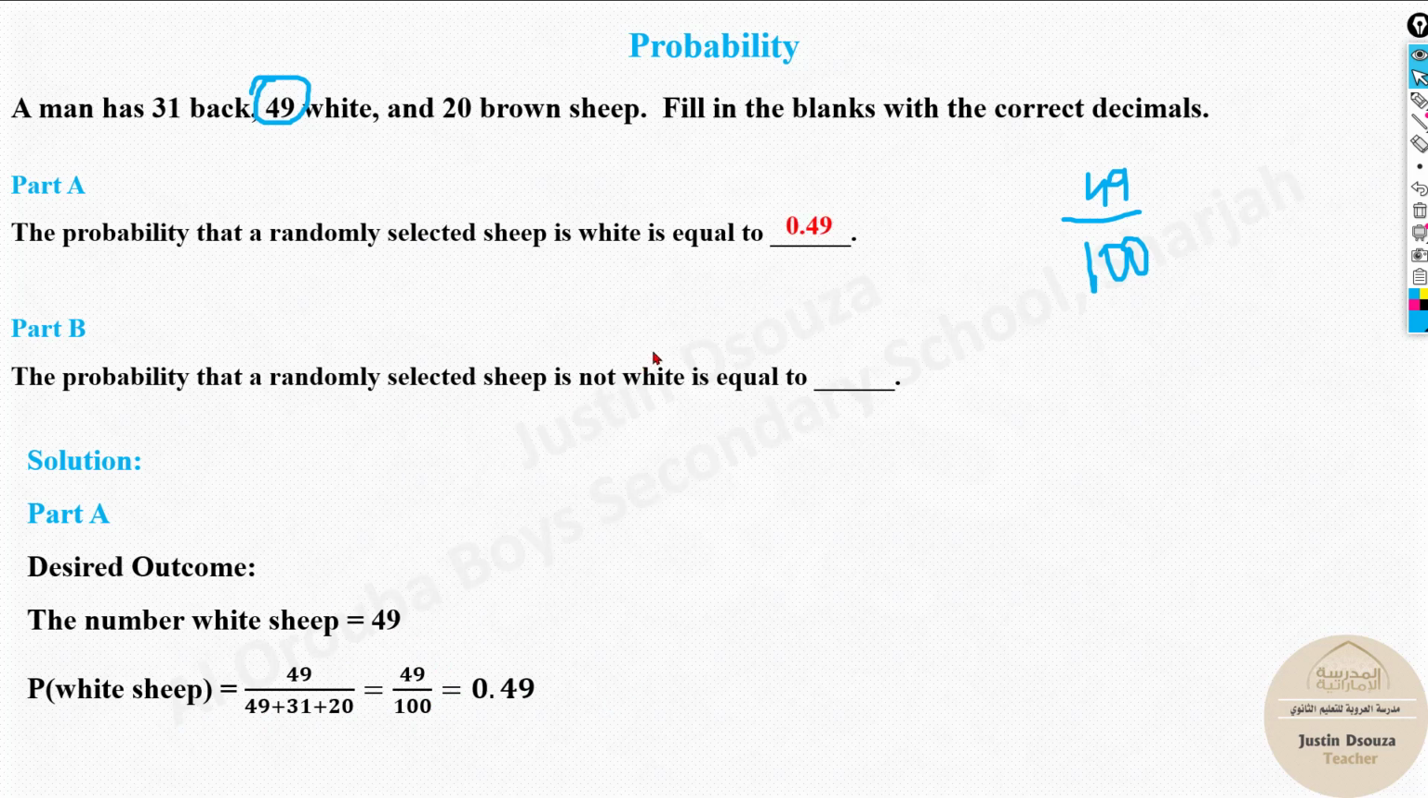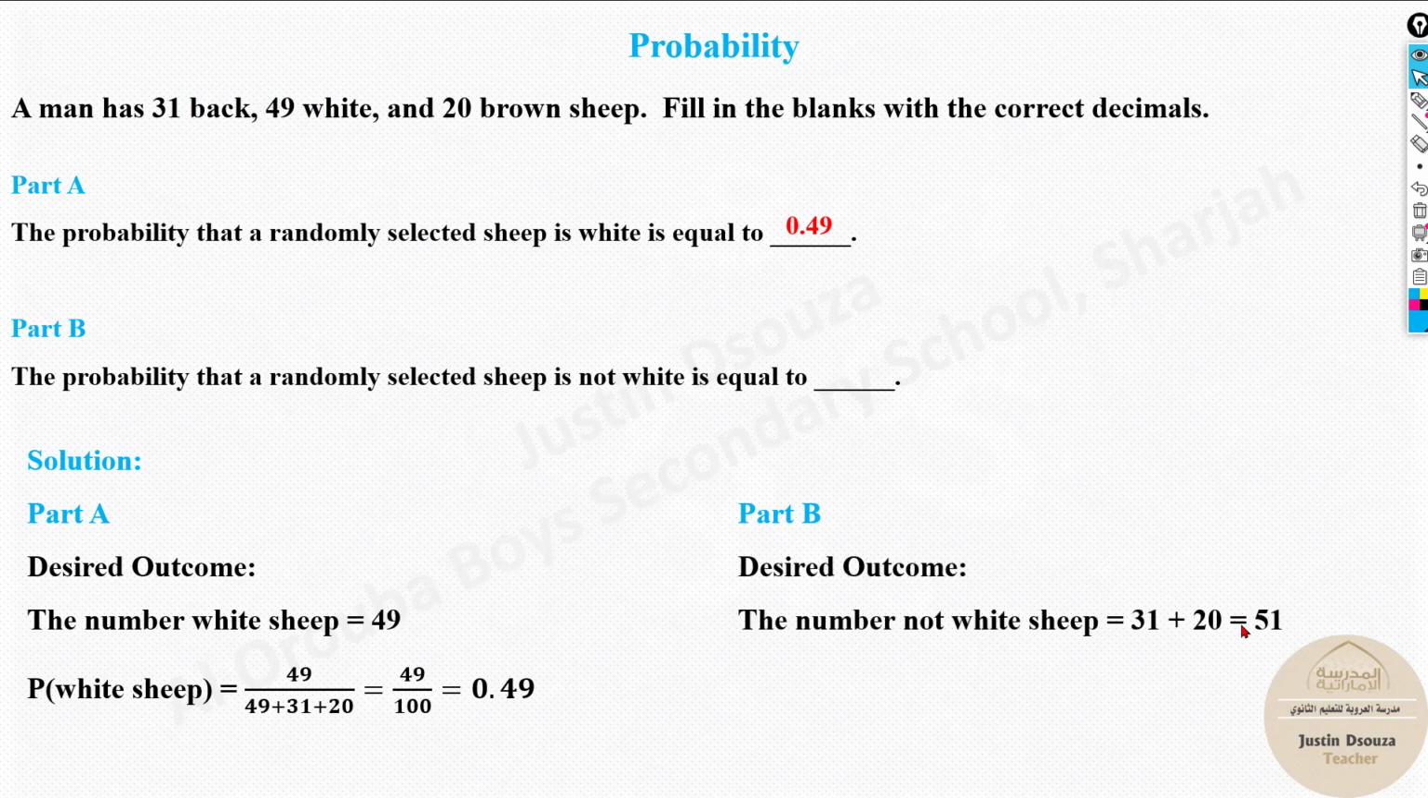Now for part B, a randomly selected sheep is not white. So it is basically other than white, 31 plus 20. So those are the not white sheep, right? So it should be the black or brown. So it is 51. Okay, again it's wrong, it should be not white. I apologize. So these are not white sheep. That is 51 divided by the total number of sheep, that's 100. So 51 by 100, that is 0.51.